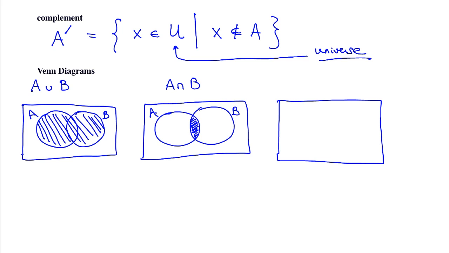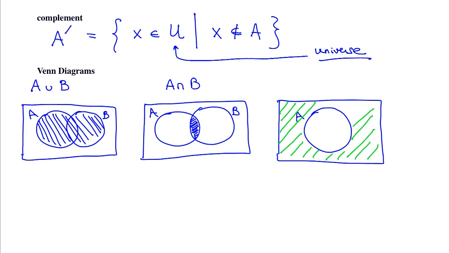And lastly, we want A complement. For A complement, I only need one set, A. Right? Complement is not a two-set operation, it's just one set. And A complement is the set of elements that are not in A. That would be everybody in the universe that is outside the set A. It's everybody else. Can y'all see the green? Okay. It's everything outside.